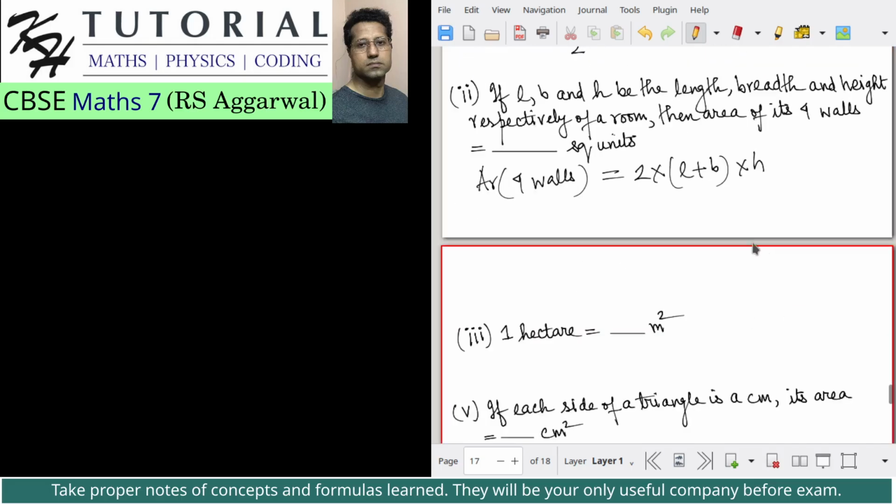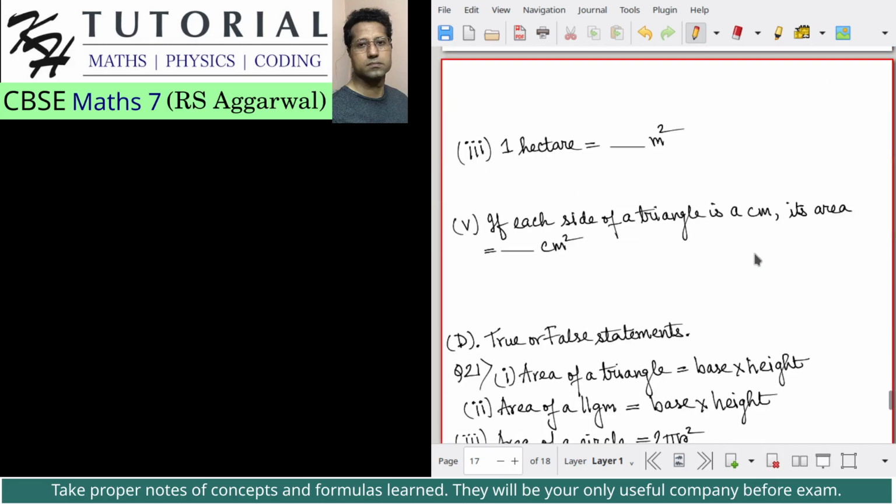Okay. Part 3, 1 hectare is equal to 10,000 meter square. This is an important formula you must always remember. 1 hectare is equal to 10,000 meter square.